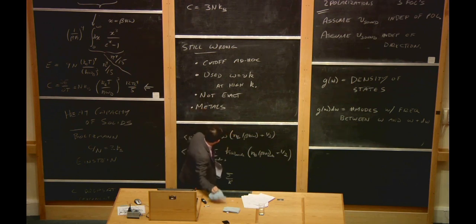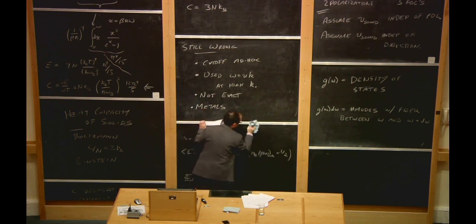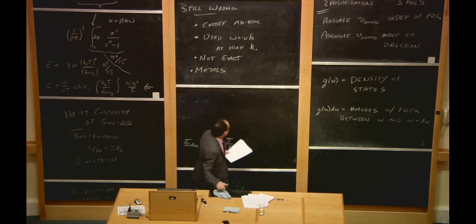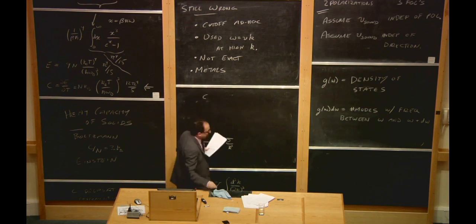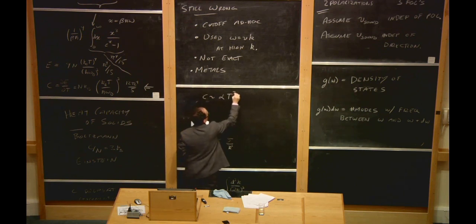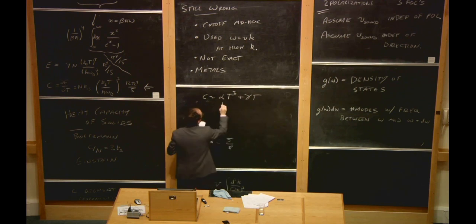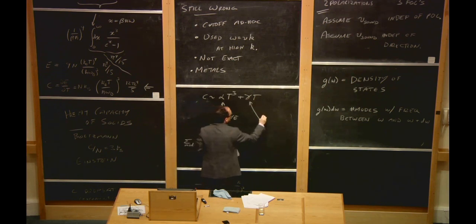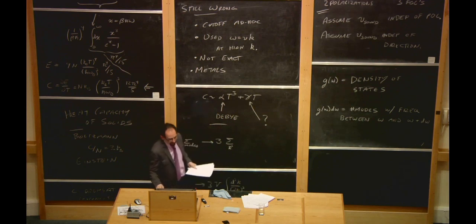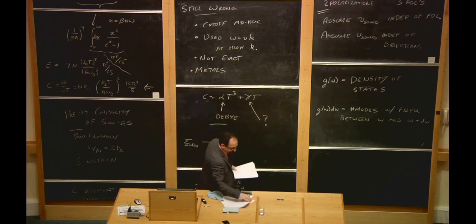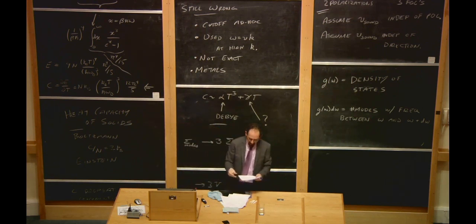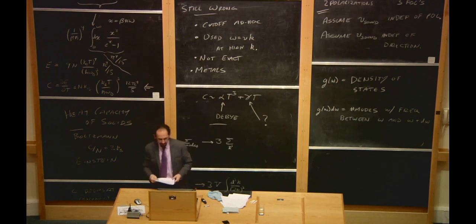For metals, as I mentioned last time, we have low temperature specific heat C proportional to α T cubed plus γ T, where α is predicted by Debye. So if you did the Debye theory, you would get the coefficient α correct, but you wouldn't get γ at all. So this is just a big question right now. We don't know where that's coming from. So we have to figure that out, and in a few lectures' time, we'll have a good idea where that's coming from. But for now, it's a bit of a mystery.